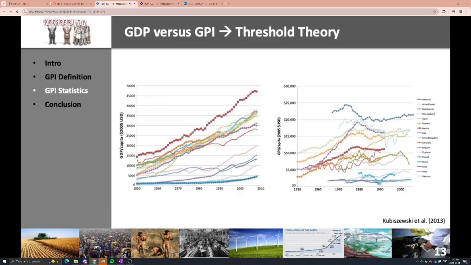Now, the separation of the GDP and the GPI has not only been observed in the US, but in many other countries, as shown on these charts, where you have the development of the GDP on the left and the GPI on the right.